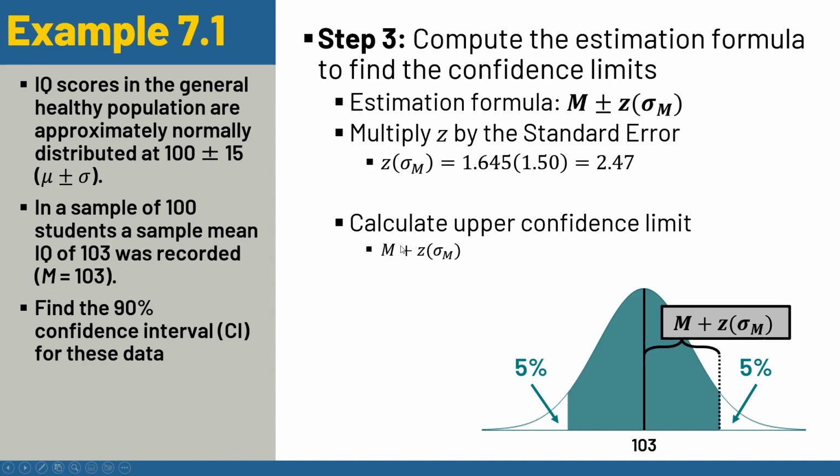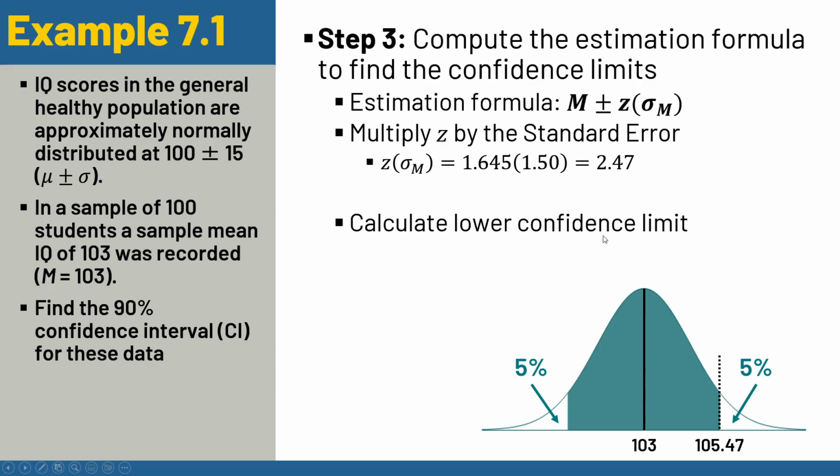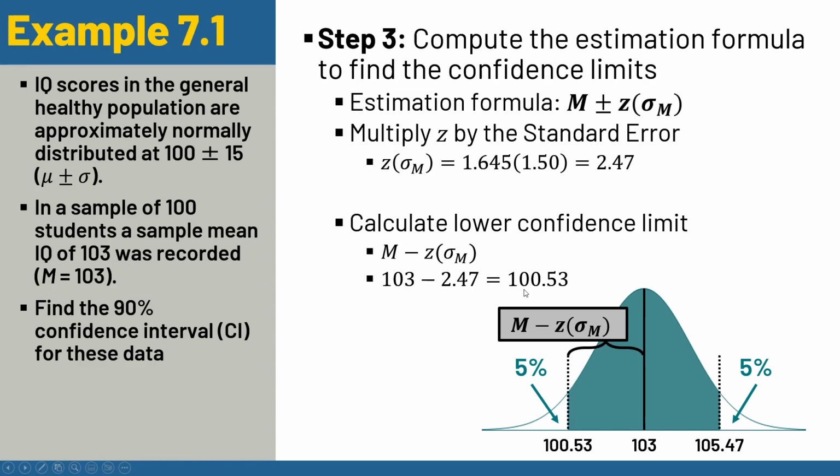It's going to be M plus z times standard error. In other words, our mean plus 2.47, right? And we do that, 103 plus 2.47 equals 105.47. We identified that value. Now let's do the exact opposite for the lower confidence limit. I encourage you to pause it here and try to do this yourself. What you'll do is our mean minus 2.47, and very intuitively it is 100.53.